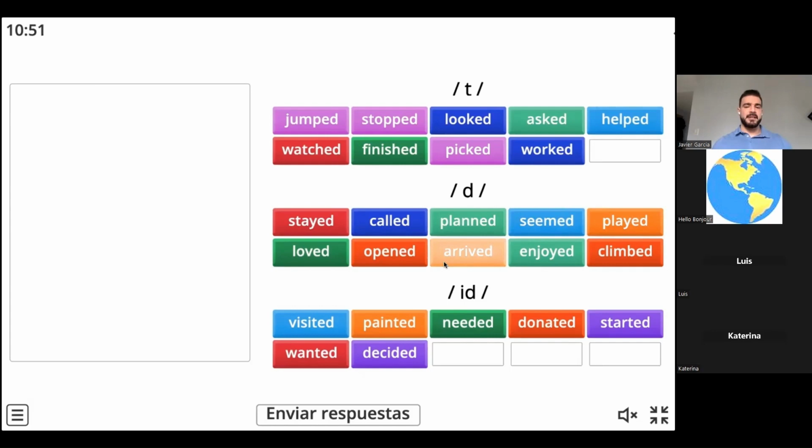Visited, visited. Painted, painted. Needed, needed. Donated, donated. Started, started. Wanted, wanted. Decided, decided. Okay, good. Okay.